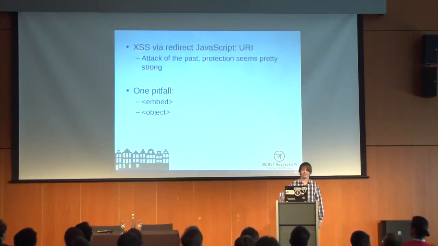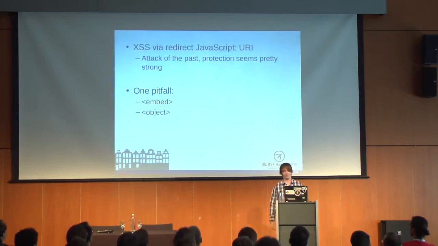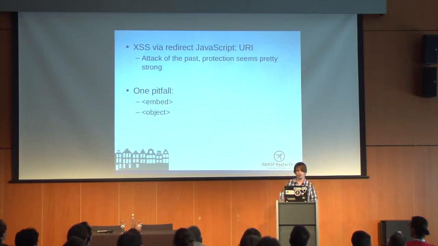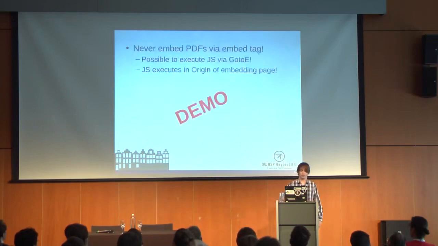And they had a lot of bypasses in the past, and I thought it's protected, or I didn't find one. But there is one pitfall: if you load an attacker-controlled PDF via embed or object, it's possible to execute JavaScript in the embedding page. So you can change the location. The PDF changes the location to javascript colon alert location or whatever, and then it's executed on the embedding page. And I'm going to show you this now. It's quite funny.